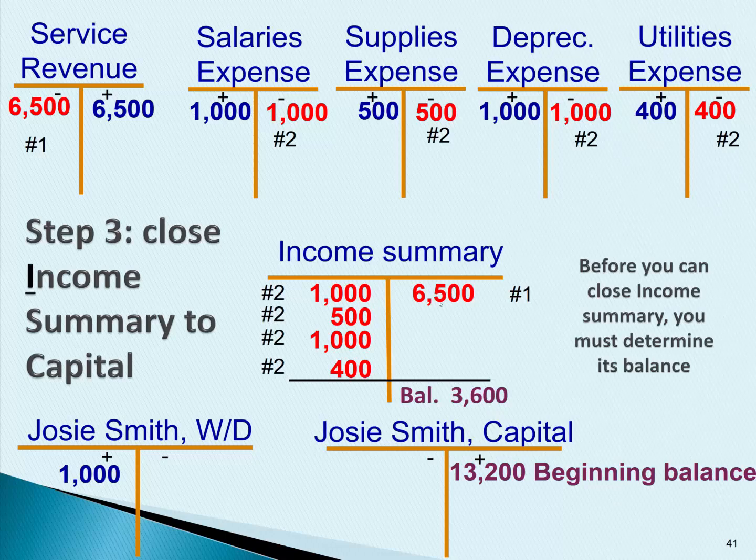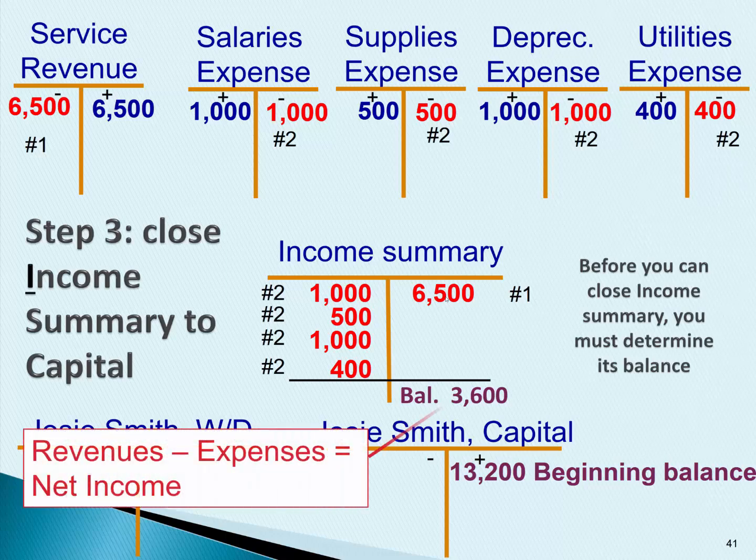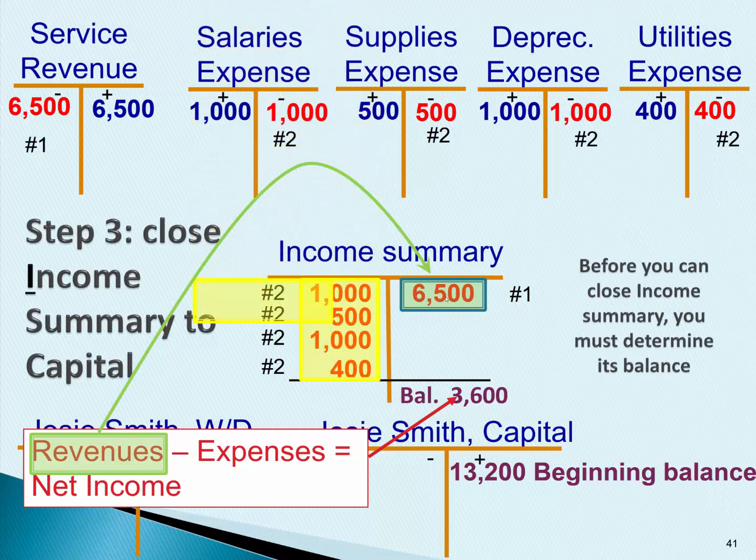Now, what did this 6,500 represent? Revenues or expenses? Well, the 6,500 were revenues. And the other side must be the expenses. So if our revenues were greater than our expenses, the $3,600 must represent net income and not net loss.